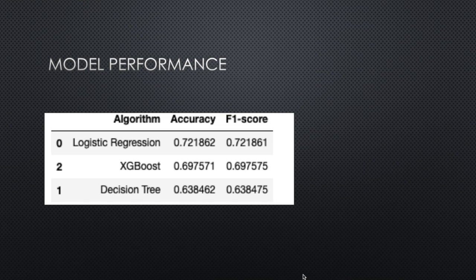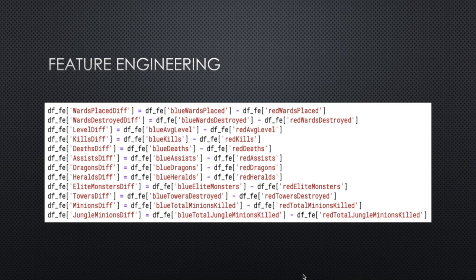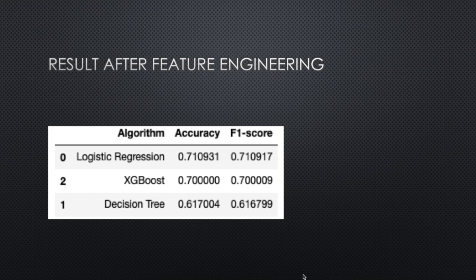Now, let's take a look at the baseline performance for these 3 algorithms. We'll pick the one with the best performance. In this case, it's logistic regression for further model tuning. Before we move on to model tuning, I want to see if I can do some feature engineering and improve the baseline model performance. I created a series of new features by subtracting red team data from blue team data and taking the difference. However, the model turned out to have slightly lower performance. Therefore, we're going to stick with the original data.